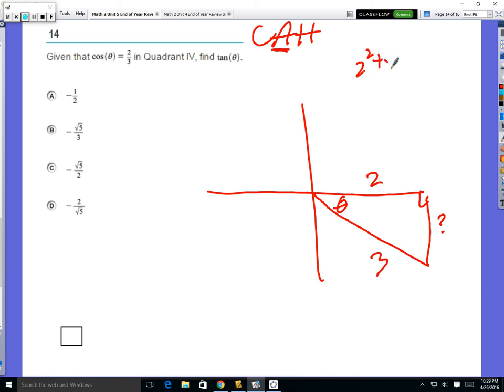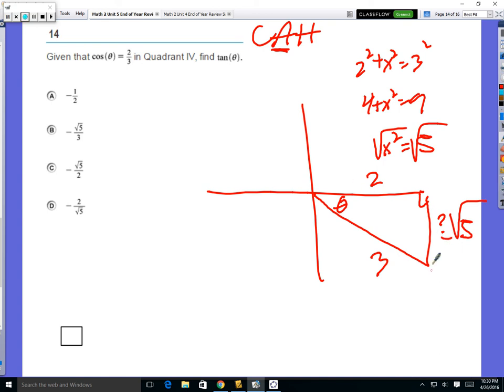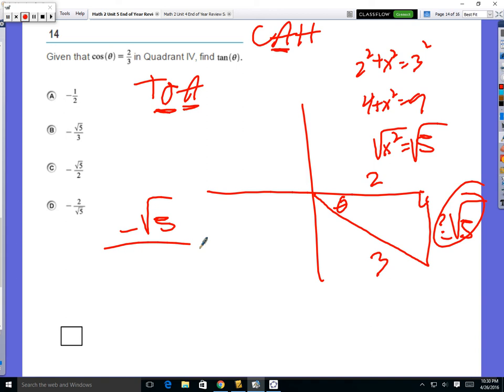2 squared plus x squared equals 3 squared. 4 plus x squared is 9. X squared is 5. Square root. This piece is the square root of 5, but it's negative because it's on the y-axis. It's going towards negative infinity. So tangent is TOA, opposite over adjacent. That's my opposite, negative square root of 5, over adjacent, 2. You're going C.